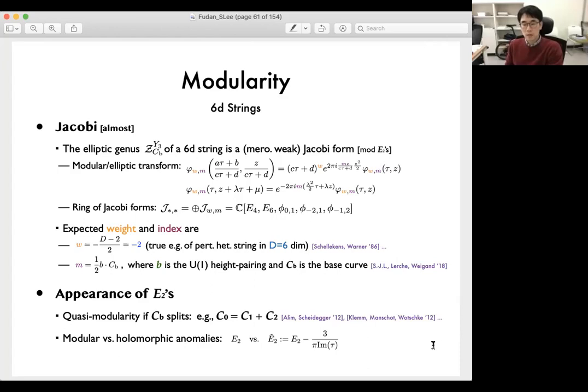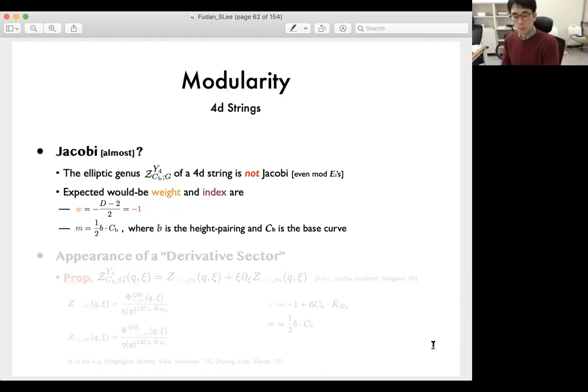However, much less has been explored in four dimensions, part of the reason being that the 4D elliptic genus is not Jacobi in general, not even modulo E2s. So it's going to be much, much more difficult to control. But we still have a specific expectation for the weight and index. The weight is expected to be minus one, and the index again given by this intersection formula.